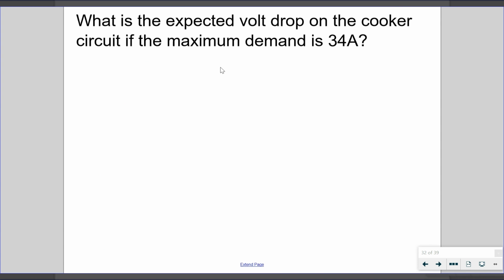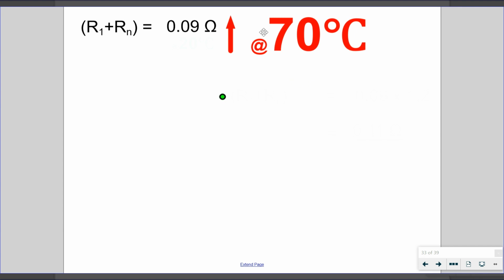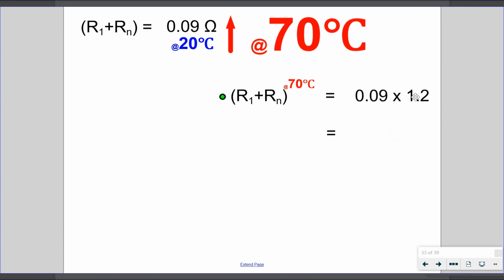Follow-up question from that: what's the expected volt drop on the cooker circuit if the maximum demand is 34 amperes? This one's pretty straightforward. We have our R1 plus Rn value, but remember, sorry, it's not at 70 degrees C, it's at 20 degrees C. We need to bring it up to 70 degrees C. So as a result, we take that R1 plus Rn value and we multiply it by 1.2. Why? Again, remember our expected values are at 20 degrees C.